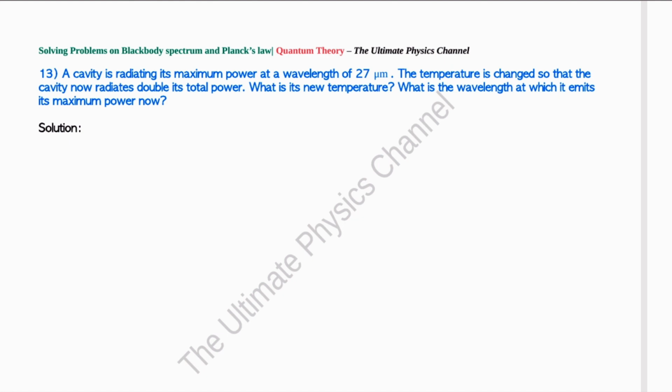A cavity is radiating its maximum power at a wavelength of 27 micrometer. The temperature is changed so that the cavity now radiates double its power. What is its new temperature? What is the wavelength at which it emits the maximum power now? So here a maximum power of a cavity is given, right? No, maximum power is not given.